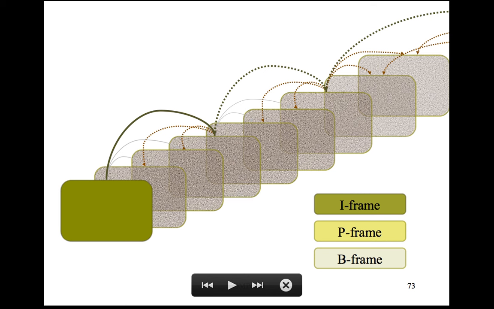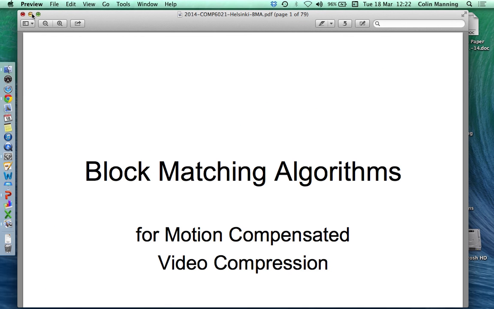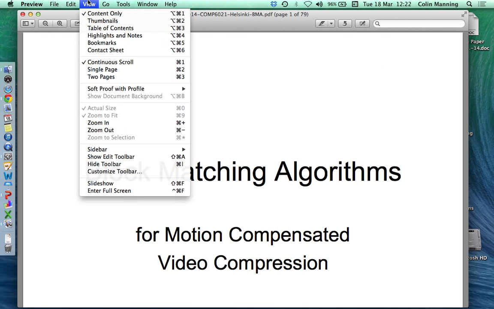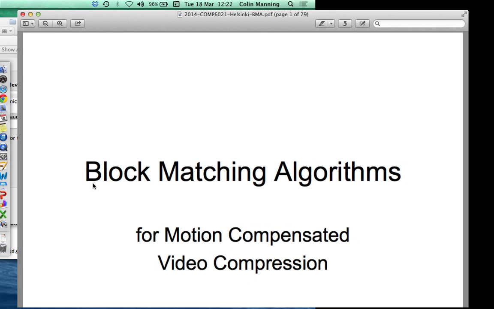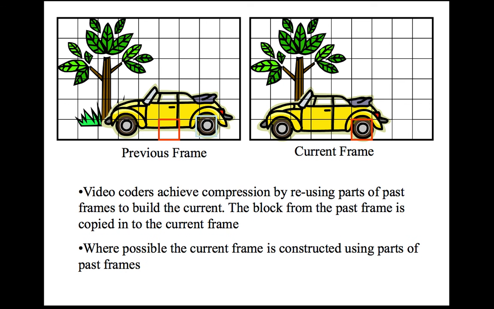Any questions on that? So, how about then we look some more at the details of how that compression works, forgetting now about the difference between the P frame and the B frame. We're going to look now at the details of how the compression works.